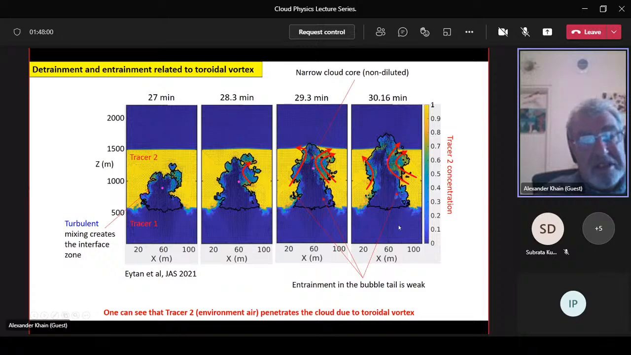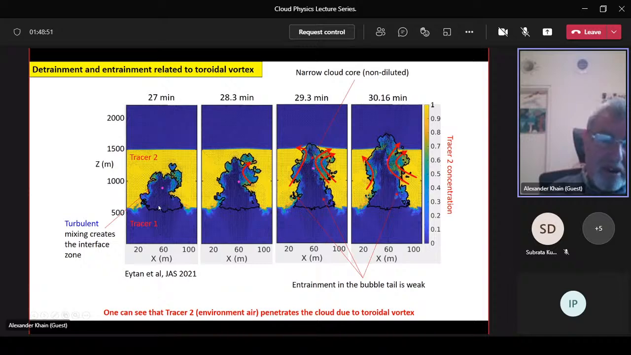Now, the question is how we see entrainment caused by the toroidal vortex. Here are some time instances in a simulation of cloud development using this 10-meter resolution model. We used two tracers. Tracer one, blue, was initially located below 500 meters. Tracer two, yellow, was initially located within the layer from 500 to 1,500 meters.